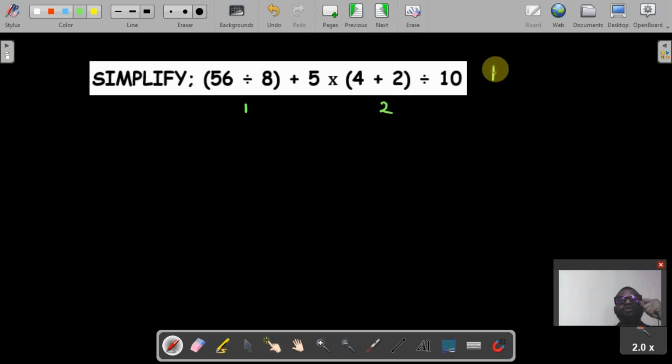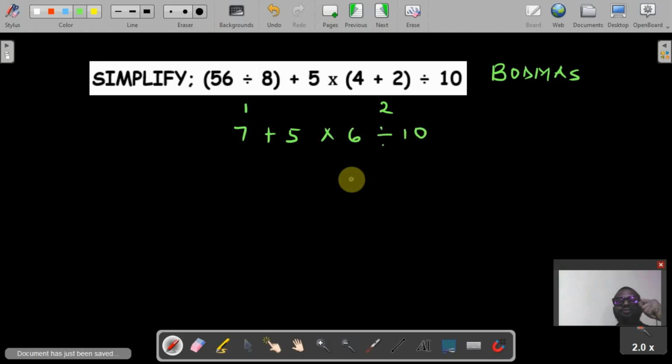So according to BODMAS, we start with the bracket. BODMAS says we start with the bracket. So let's go. Then 56 divided by 8 will give us 7. Then I have plus 5. Then I have times 4 plus 2 will give me 6. Then I have divided by 10.